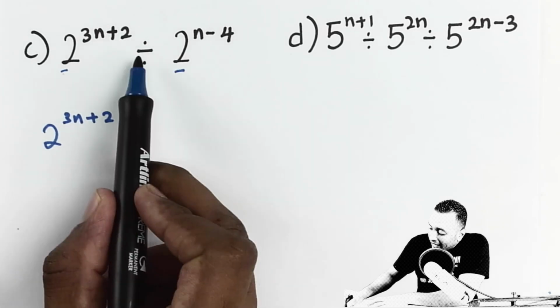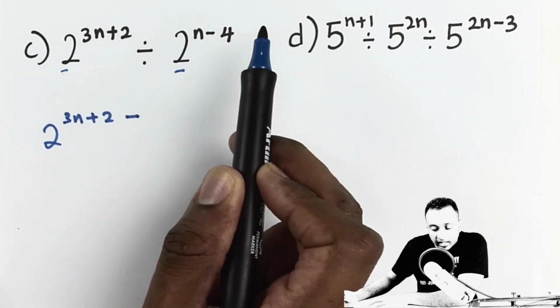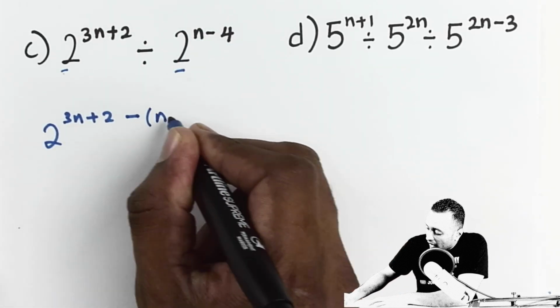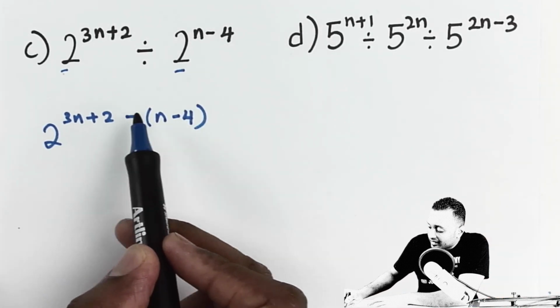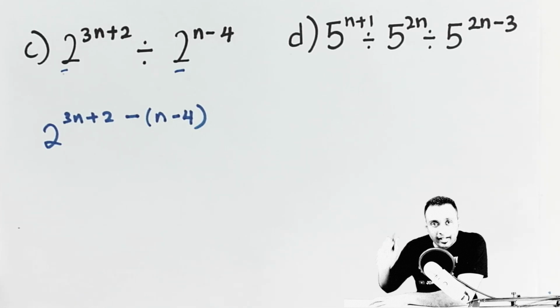Important thing, minus this whole thing. Semua di sini. So apa yang kita kena buat adalah letak dia dalam kurungan. N minus 4. That's how we must do. Jangan salah tulis minus n minus 4. It is wrong. Kena ada kurungan dekat sana.